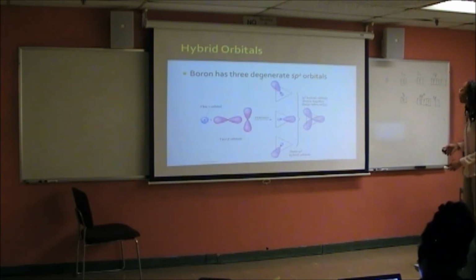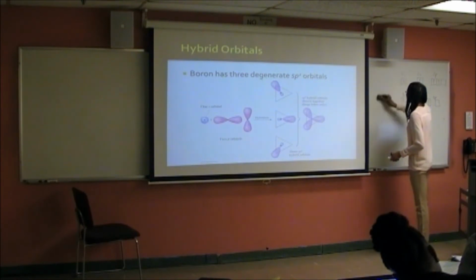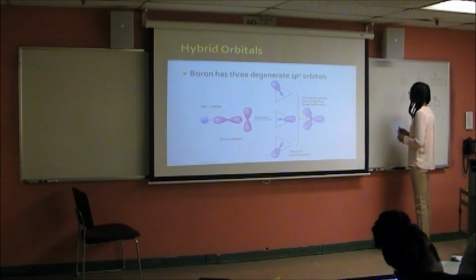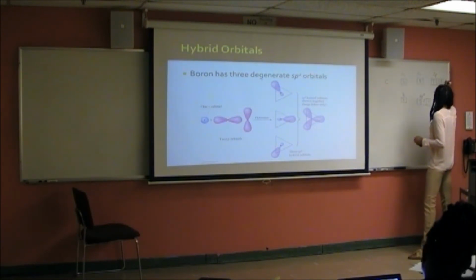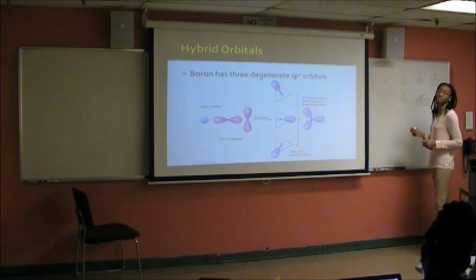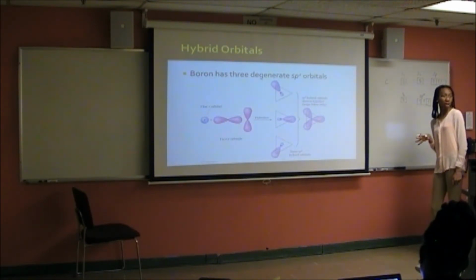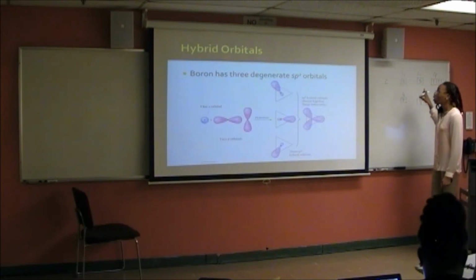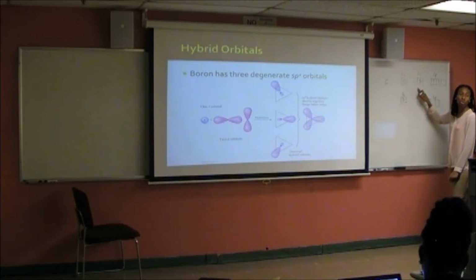All right. Now, what about carbon? Carbon is 1s2, 2s2, 2p2. How many bonds can carbon make? 4. All right. So can it make 4 bonds here? No, only 2 bonds.